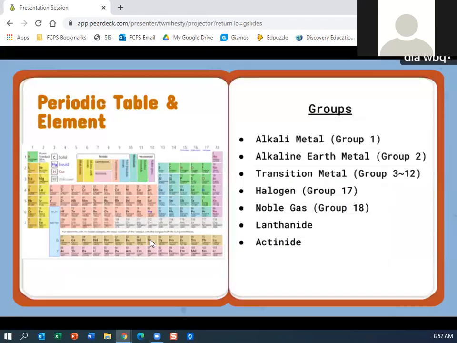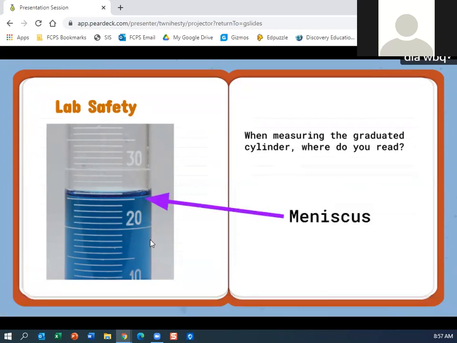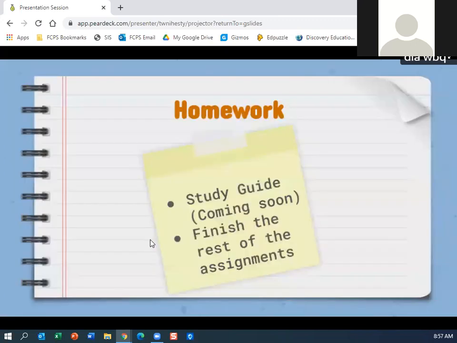But anyhow, let's move on to the next part. So these are all the notes. I'm going to skip this because you guys should remember this. How do we measure this? Do you guys remember? Go ahead. The meniscus, yes. So the answer is meniscus underneath this oval shape. And that's basically it. If you guys have any questions, feel free to ask.